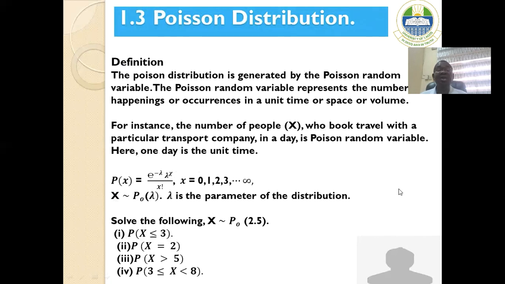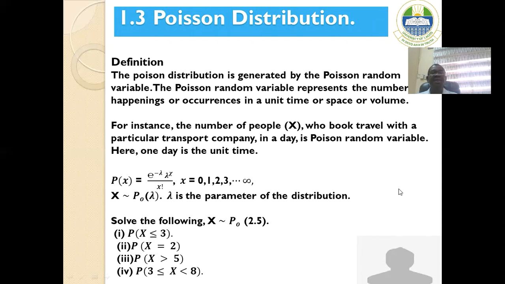Now, we have another distribution, the Poisson distribution. The Poisson distribution represents the distribution generated by the Poisson random variable. What is the Poisson random variable? The Poisson random variable represents the number of occurrences of a phenomenon per unit time or space.